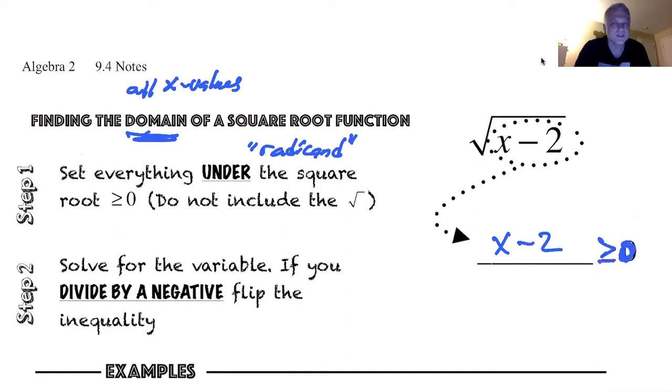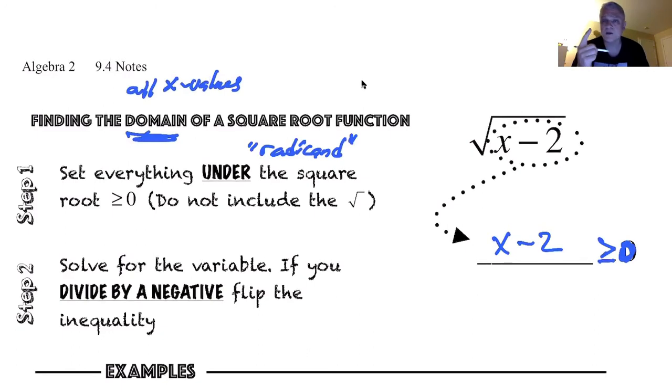Why? Because you can't take the square root of something that's negative. Square root of 0, that's okay. Square root of a positive, that's okay. But you can't have a square root of a negative, at least not till unit 10. So the radicand has to be either greater than 0 or equal to 0, and that's why we say the radicand is greater than or equal to 0.